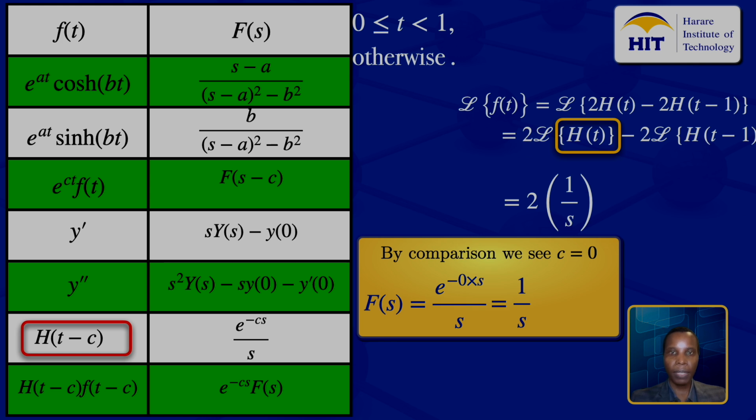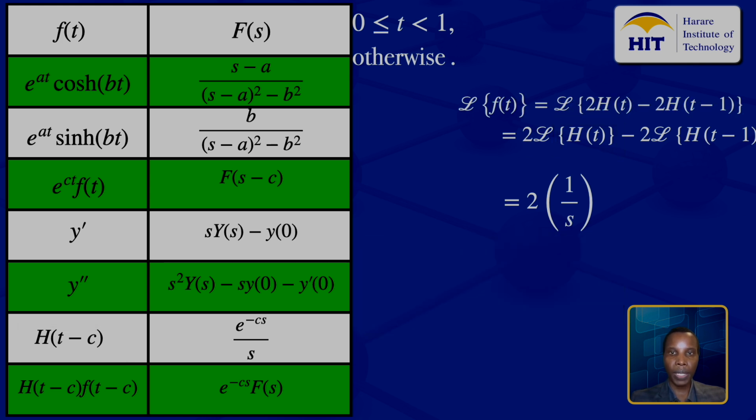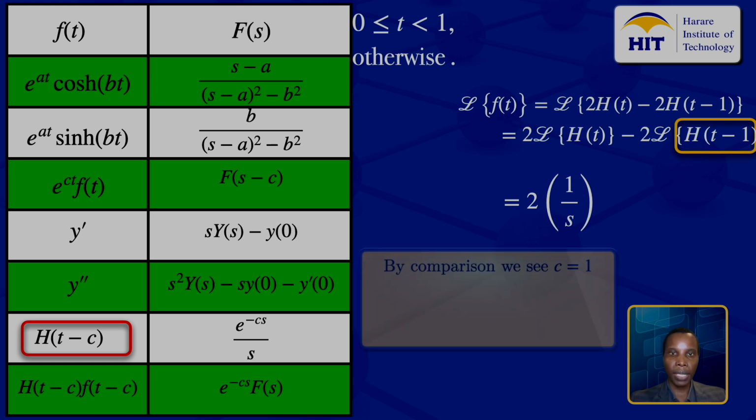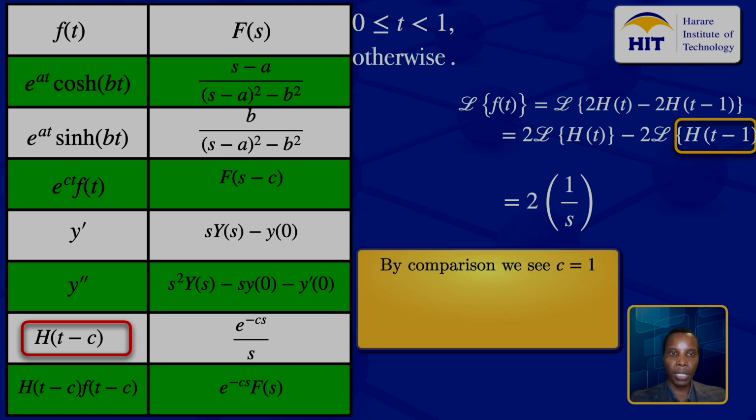So that's the Laplace transform of this highlighted function, which we can rewrite as 2 multiplied by 1 over s. And then I go on and look at the next one, h of t minus 1. We see that it is of the form h of t minus c. By comparison of the two highlighted functions, we see that our c is equal to 1. Then we substitute c equals 1 in this function, so that our Laplace transform is e to the power of minus 1 times s, over s, and that simplifies to e to the minus s over s. So that's the Laplace transform of h of t minus 1.